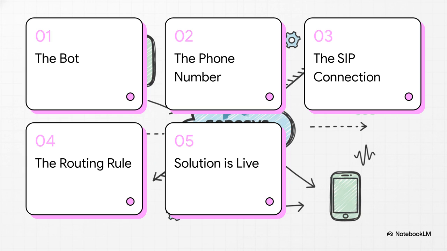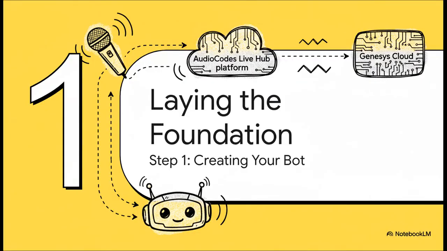So here's our game plan for today. First up, we'll lay the foundation by getting our bot set up. Then we'll give it a phone number so people can actually call it. After that comes the really crucial part, building that SIP connection to Genesys. And we'll wrap it all up by programming the rules that tell the calls where to go. Okay, let's dive right in.